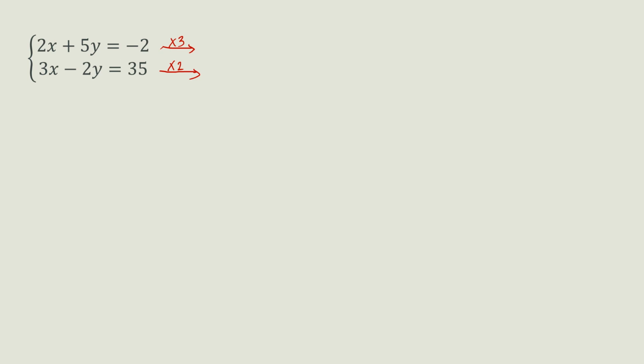Let's do that. Multiply by 3. Let's do first the first equation. So this would be 6x plus 15y is equal to negative 6. Next, multiply 2 to the whole second equation. So this would be 3x times 2, that's 6x. Next is minus 4y. Then 35 times 2 is 70.